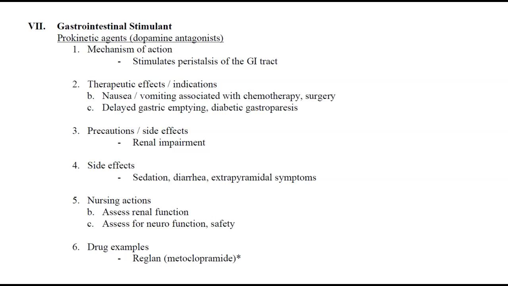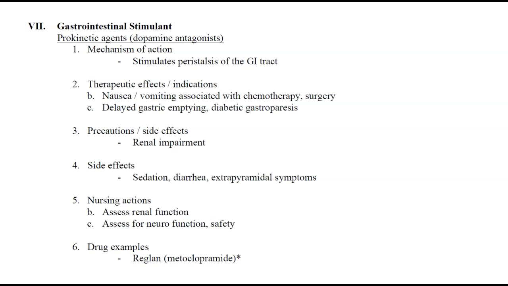Gastrointestinal stimulants. Gastrointestinal stimulant drugs basically aid in gastric motility, so they're also referred to as prokinetic agents. They are dopamine antagonists. The mechanism of action of this drug class is stimulating peristalsis of the GI tract.